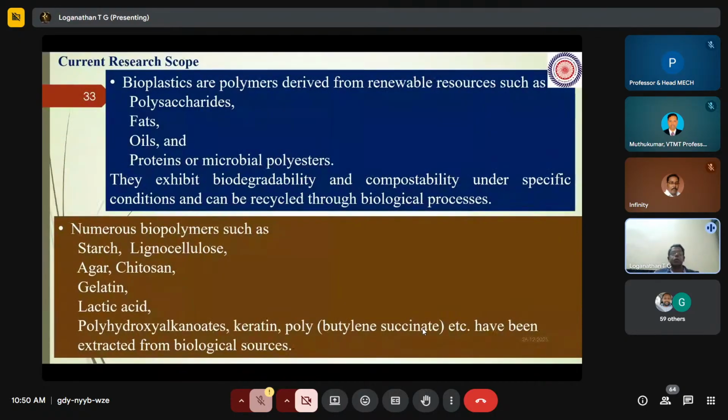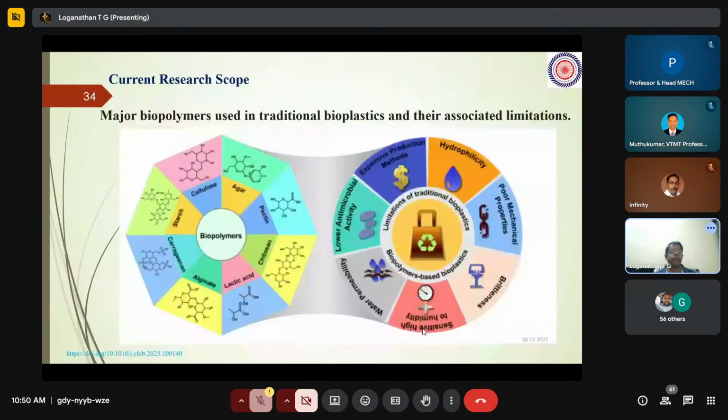And these are all the current research scopes which you can think of. Bioplastics are derived from renewable sources such as polysaccharides, fats, oils, proteins, and microbial polyester. So these exhibit biodegradability and can safeguard the environment. But the only thing is we need to know how these extractions are done. For that we need the support of the industrial chemistry department. So in such cases we can have collaborative research as well.